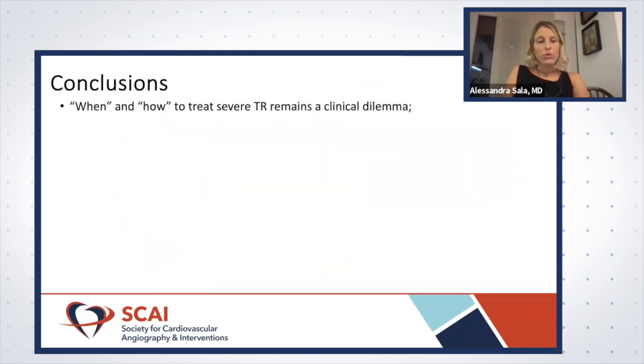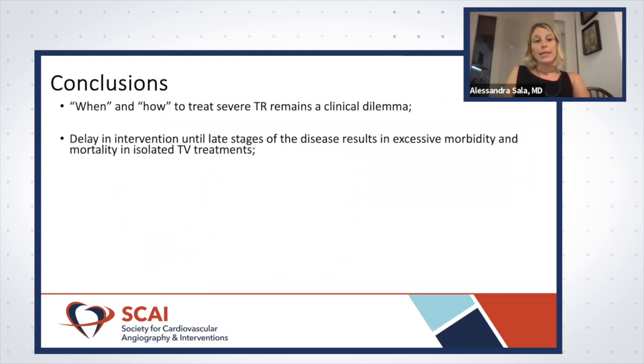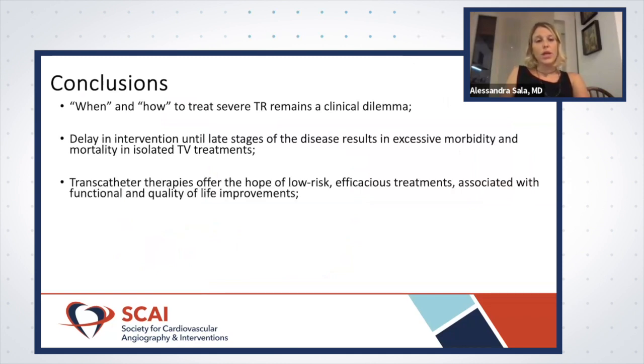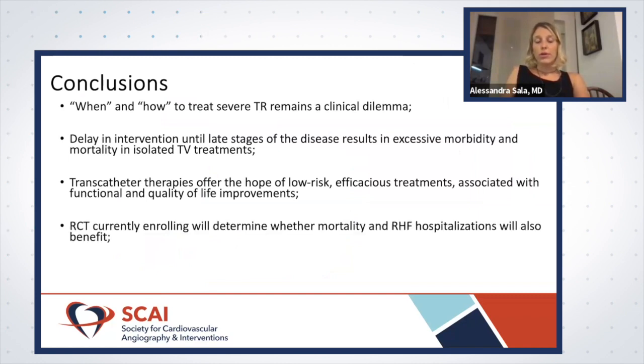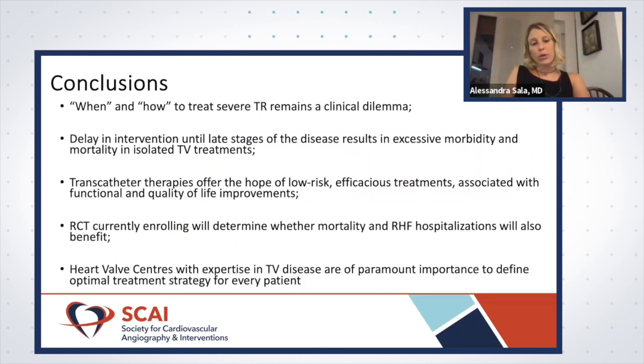Therefore, rapidly to conclude, when and how to treat severe tricuspid regurgitation remains a clinical dilemma. Delay in intervention until late stages of the disease results in excessive morbidity and mortality. Transcatheter therapies offer the hope of low-risk, efficacious treatments with both improvement in function and quality of life. Randomized controlled trials that are currently enrolling will determine whether mortality and right heart failure hospitalizations will also benefit from these treatments. And finally, and most importantly, heart valve centers with expertise in tricuspid valve disease are of paramount importance to define optimal treatment strategy for every patient.